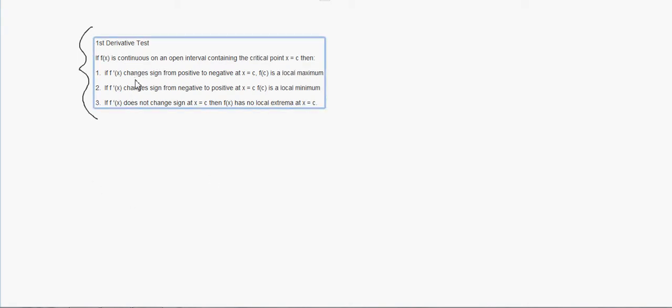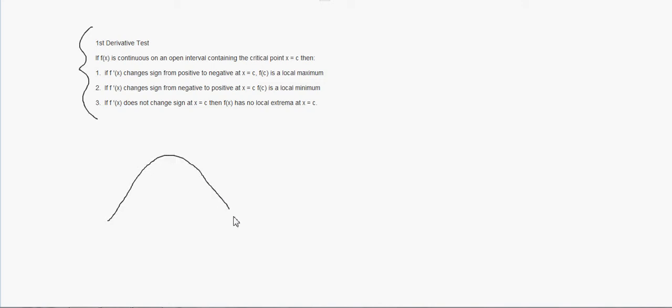So it says if f prime changes from positive to negative, meaning if f prime is positive, the function is increasing. So it's got to be going up like this. If it changes from going up to going down, then there must be, at the point where it changes right there, a maximum, okay? And I'm drawing this horizontal line here, even though it's super sloppy.